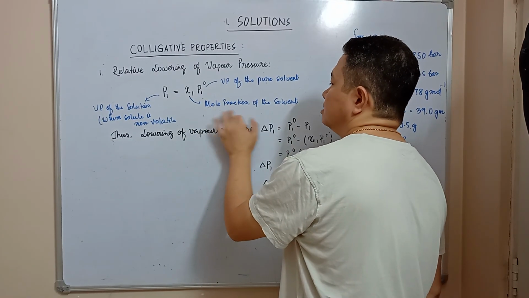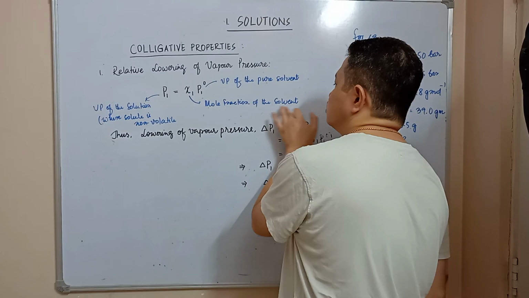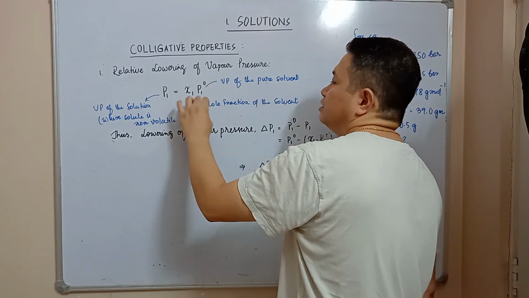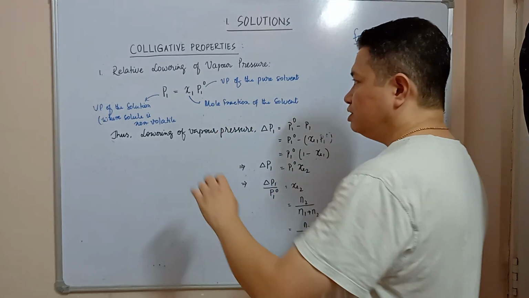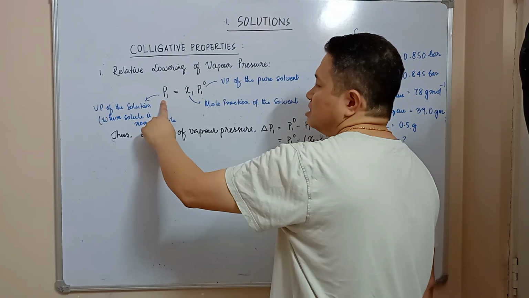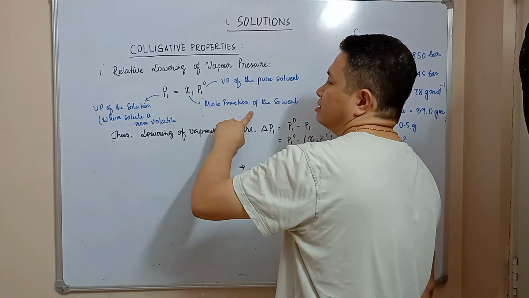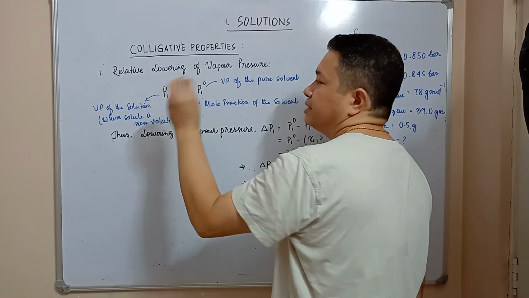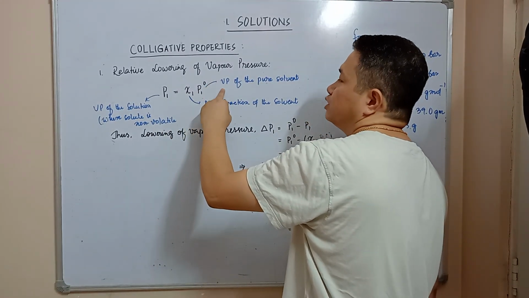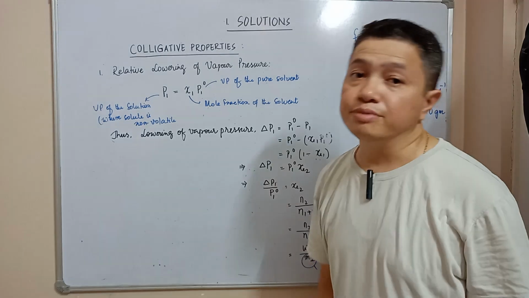Why the term mole fraction? Because there is not only solvent, there's solid also. So the vapor pressure of the solution is proportional to the mole fraction of the solvent. When the proportional sign is replaced by the equal to sign, we put a constant, and that constant is what? It's the vapor pressure of the pure solvent at that particular temperature.